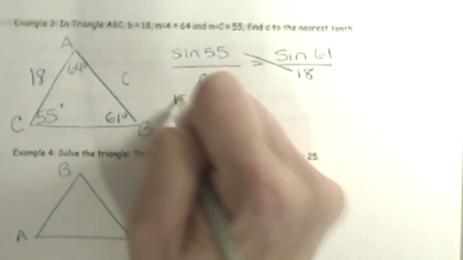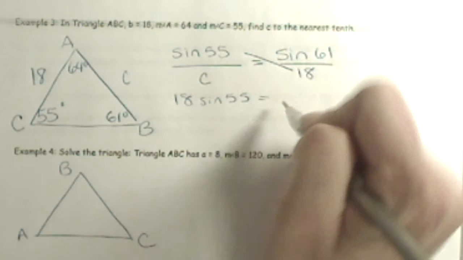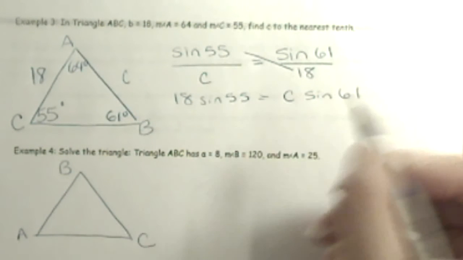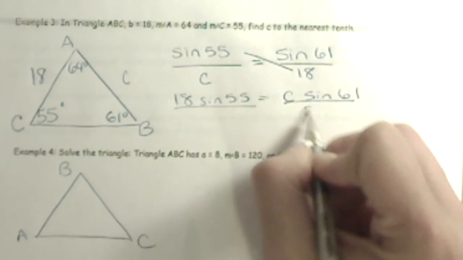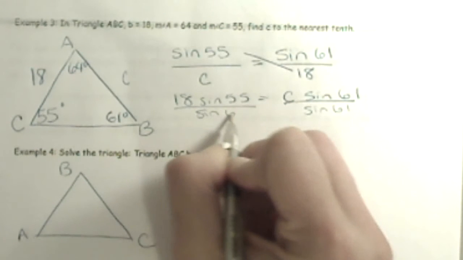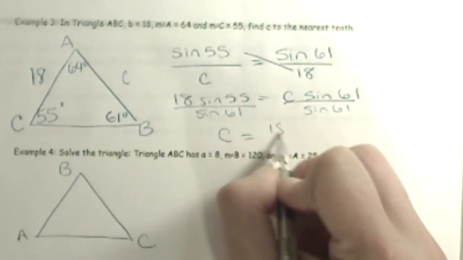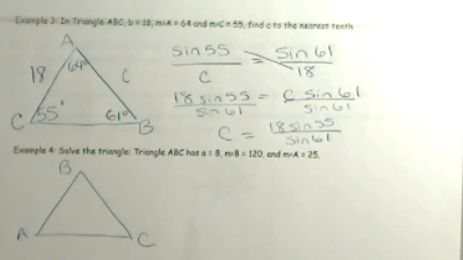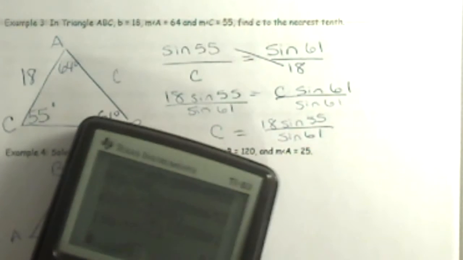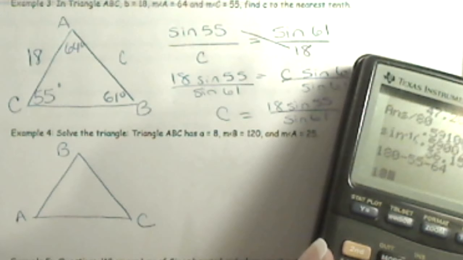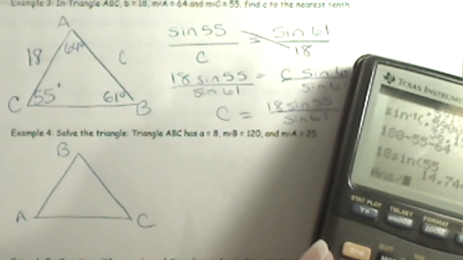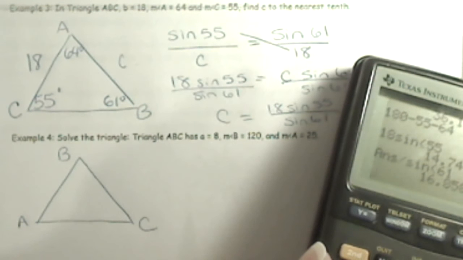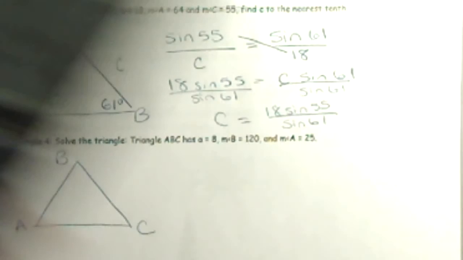All right, so now I'm going to cross multiply in order to solve this. 18 sine 55 equals c sine 61, and divide both sides by sine 61, like I've done in the previous ones but didn't write down. c is equal to 18 sine of 55 over sine of 61. So we'll type that in the calculator there. 18 sine of 55 divided by sine of 61. And I get 16.85, about 16.9.